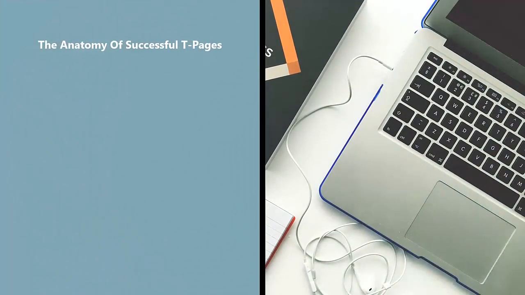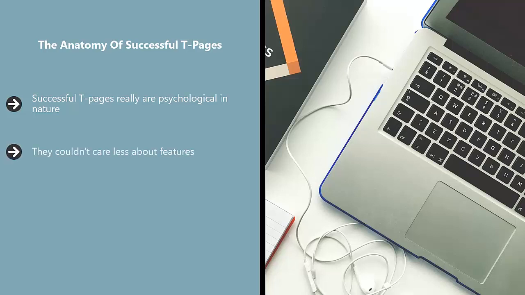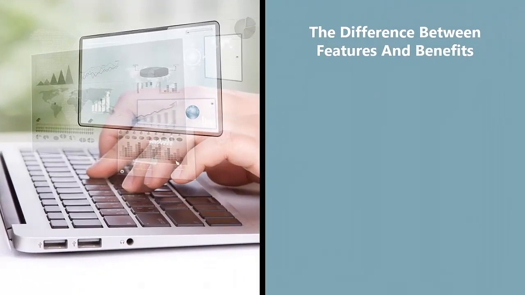The anatomy of successful T pages. Successful T pages really are psychological in nature. You must remember that people are buying products for benefits. They couldn't care less about features. Maybe you're selling a washing machine and it has 5 modes. It only takes up 10 kilowatt hours or whatnot. Consumers couldn't care less about features. They do care about benefits. Understand the difference. The difference between features and benefits.